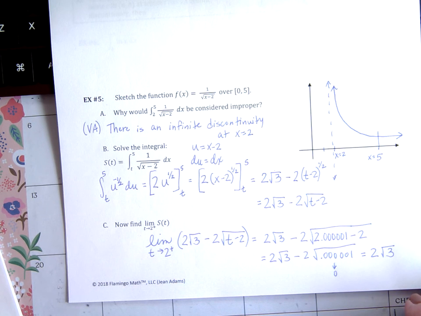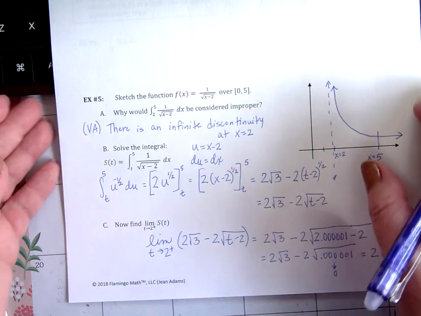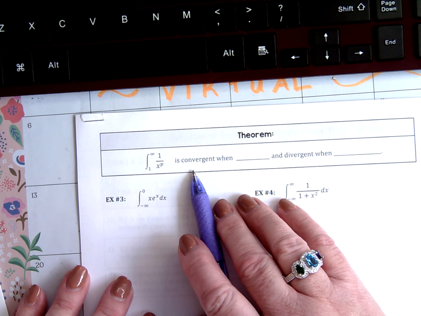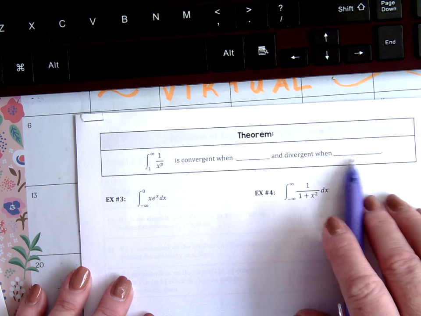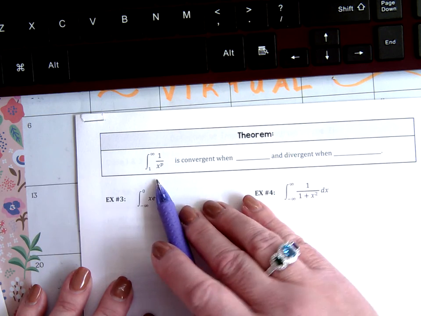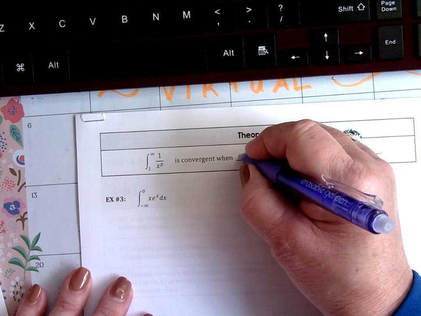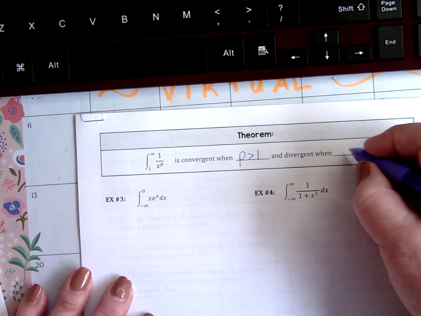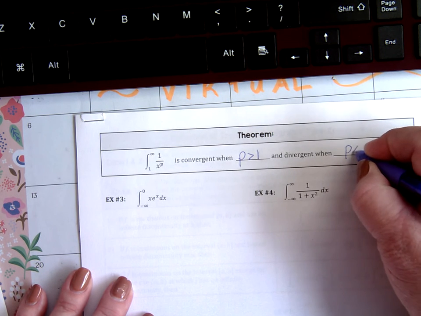Okay. Makes sense? Did we fill in the theorem up top? No, I was just looking at that. We did not. It's giving you a clue about functions that are convergent versus divergent if you have it in this form. It's convergent if your p-value is greater than 1, and it's divergent when your p-value is less than or equal to 1.